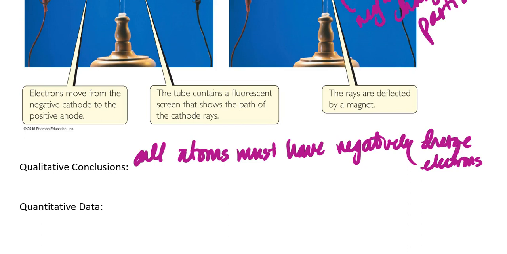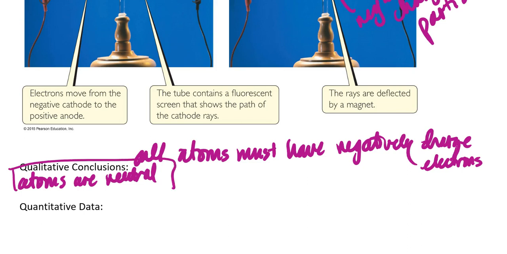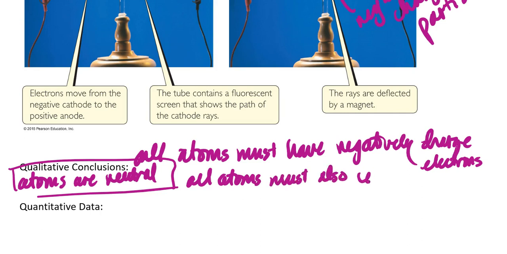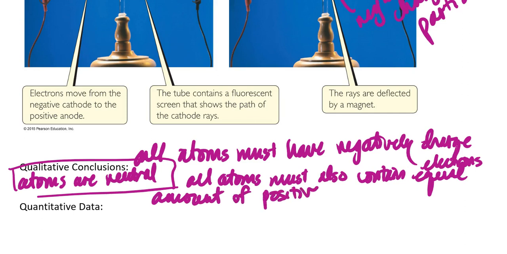But he also knew that atoms are neutral. Now, if atoms are neutral, then that means that all atoms must also contain an equal amount of positive charge. So he was able to understand, okay, there must be positive charges and negative charges within the atom.